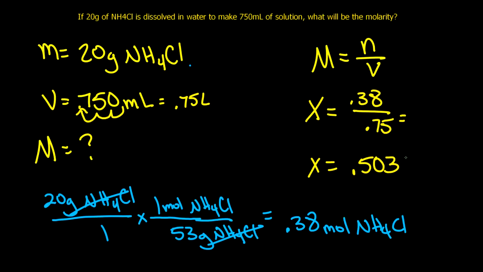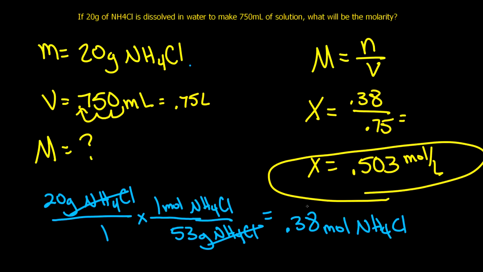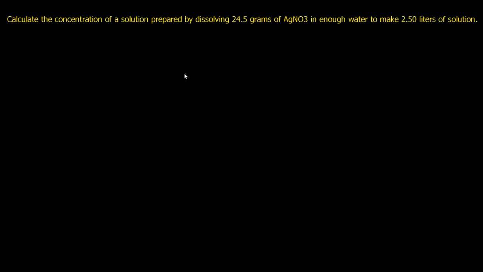But 0.503 what? Got to have some units. Now molarity is measured in moles per liter or molar. So I could do big M to represent molar, or I could do moles per liter to represent the same thing. Your choice, really. But either way, there is our answer. Let's look at another one.